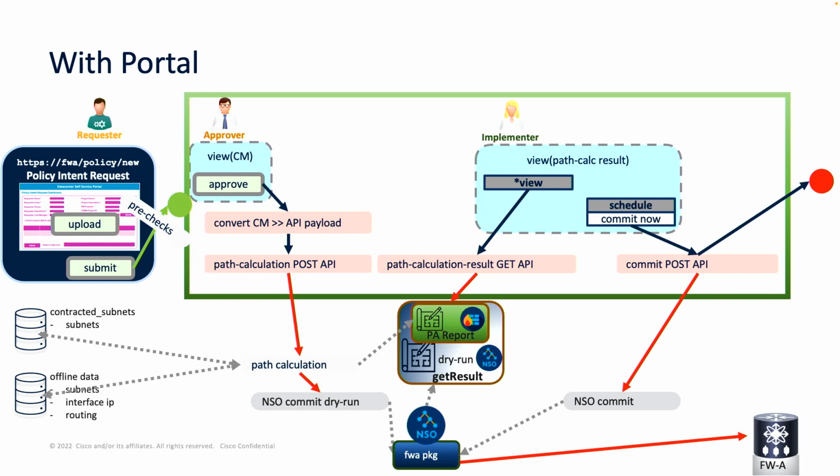There is a portal on the left-hand side where the requester uploads and submits. Pre-checks are applied, then it goes to the approver. The approver approves. Then the system will call some APIs. It will calculate the path. The dry run is generated. It will be made available for the next user, which is the implementer. The implementer checks that. If he or she is happy with the dry run result, they decide to commit.